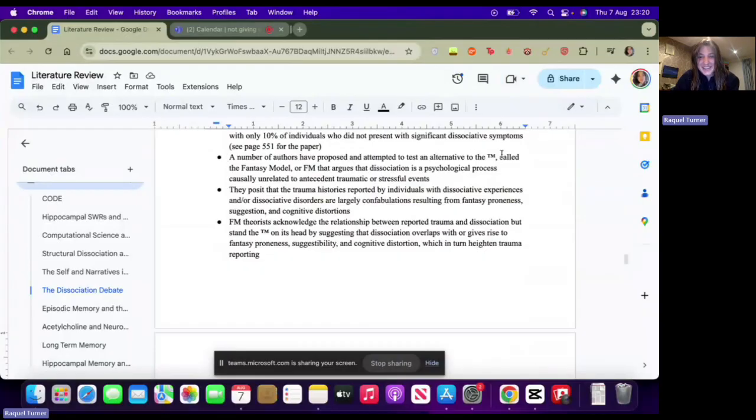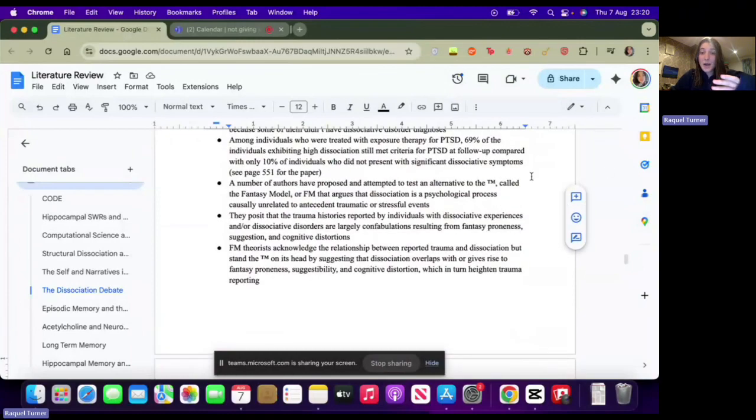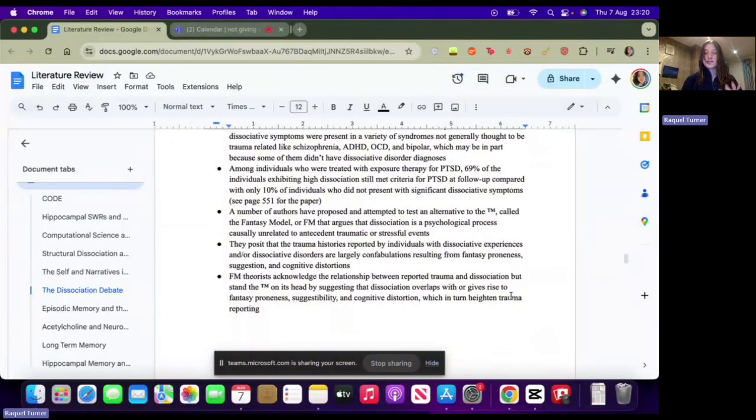What? Have proposed an alternative and attempted to test an alternative to the trauma model called the fantasy model. Even the name just sounds stupid. It argues that dissociation is a psychological process causally unrelated to any traumatic or stressful events, and they posit that trauma histories reported by individuals with those dissociative experiences are largely confabulations resulting from fantasy proneness, suggestion, and cognitive distortions. Let's go back again. Let's remind ourselves, who has dissociative experiences? People with severe trauma, schizophrenia, ADHD, OCD, and bipolar. You're saying this about this whole group of people, okay?